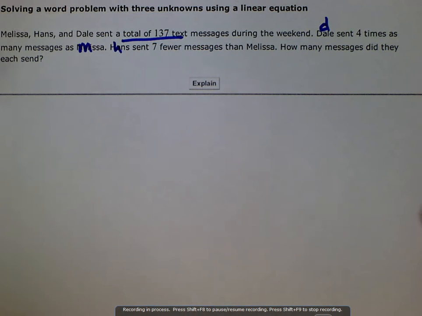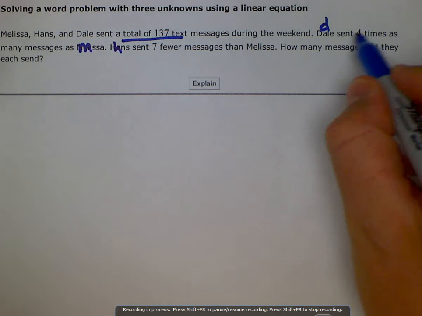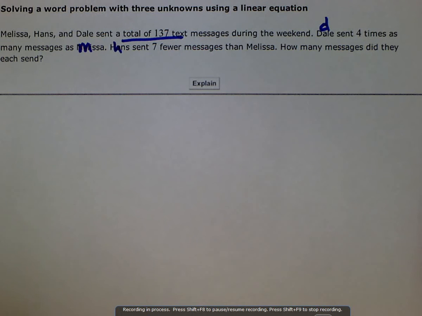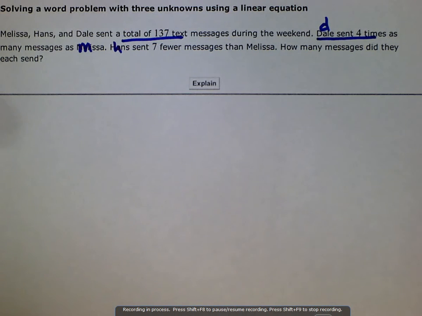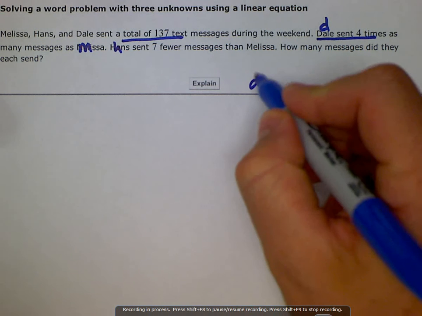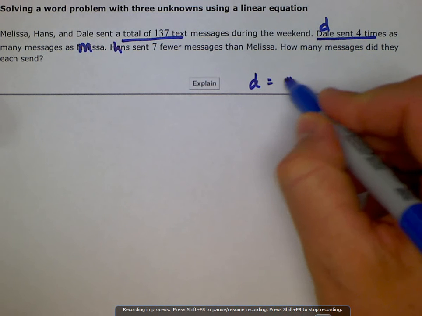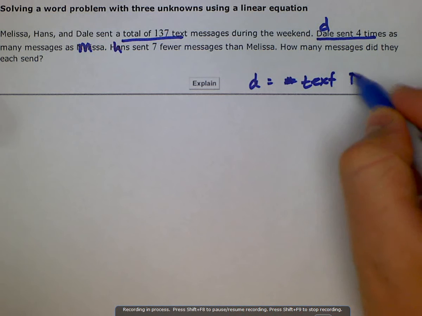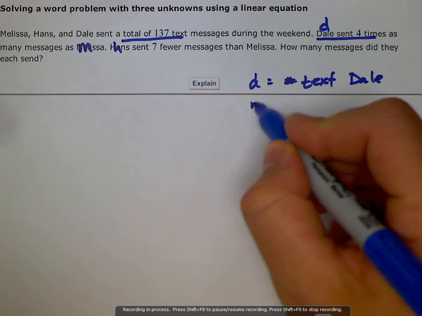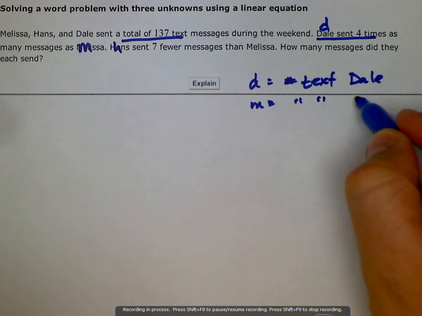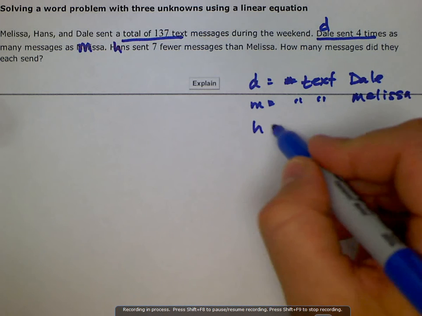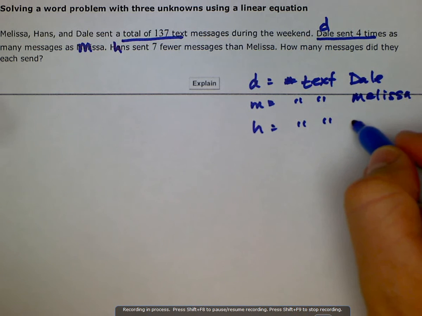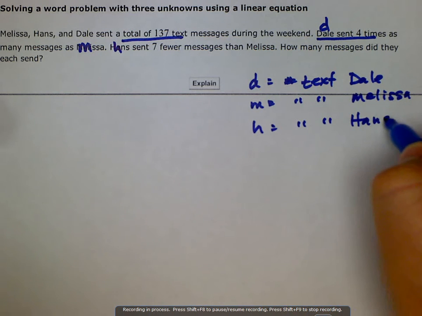So if we look to see what they give us, usually, again, most of the time, and especially in a math word problem, the important information is going to have the numbers by them. So Dale sent 4 times as many as Melissa. So if we represent D as the number of texts Dale sent, and M is the number of texts that Melissa sent, and H is the number of texts that Hans sent.